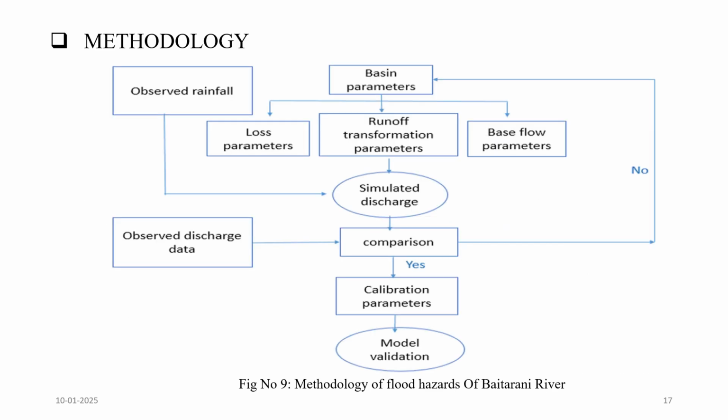In the methodology, we take observed rainfall and basin parameters. Basin parameters give three values: loss parameters, runoff transformation parameters, and baseflow parameters. The runoff transformation parameters give simulated discharge, and observed rainfall also gives simulated discharge. We do a comparison; if the comparison is yes, then calibration of parameters and model validation. This comparison is also derived from observed discharge data. If the comparison is no, then we go back again to basin parameters.